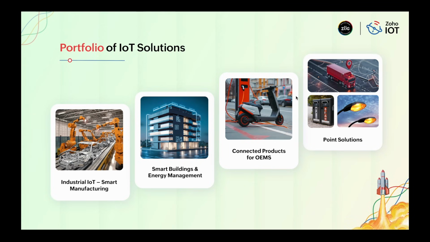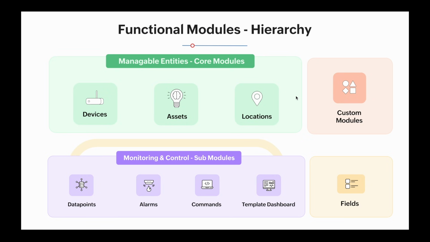Number one is industrial IoT for smart manufacturing, and number two, smart buildings and energy management. Energy management is something common across any facility, I would say. And for manufacturers, we also provide connected products where they can convert their appliances or equipments or machines as IoT connected machines. And the fourth one are point solutions, more of a smart city type of application or smart facility and tracking type of applications.